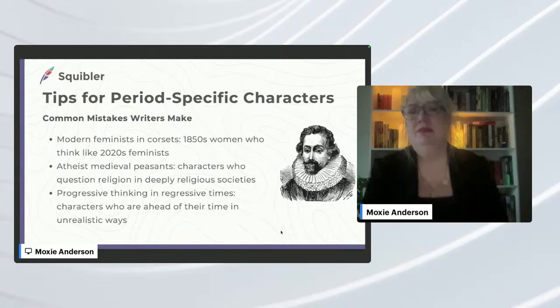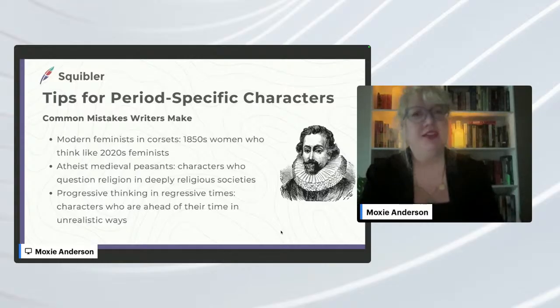This ties into some common mistakes that people make in writing historical fiction. So, some common mistakes are the idea of modern feminists and corsets. 1850s women typically will not think like a 2020s feminist will. And there are so many constraints on their behavior, how they dress, how they speak, that it's unlikely to make sense for a character to speak the way that modern women would. You wouldn't have something like an atheist medieval peasant. Medieval peasants wouldn't understand that concept.